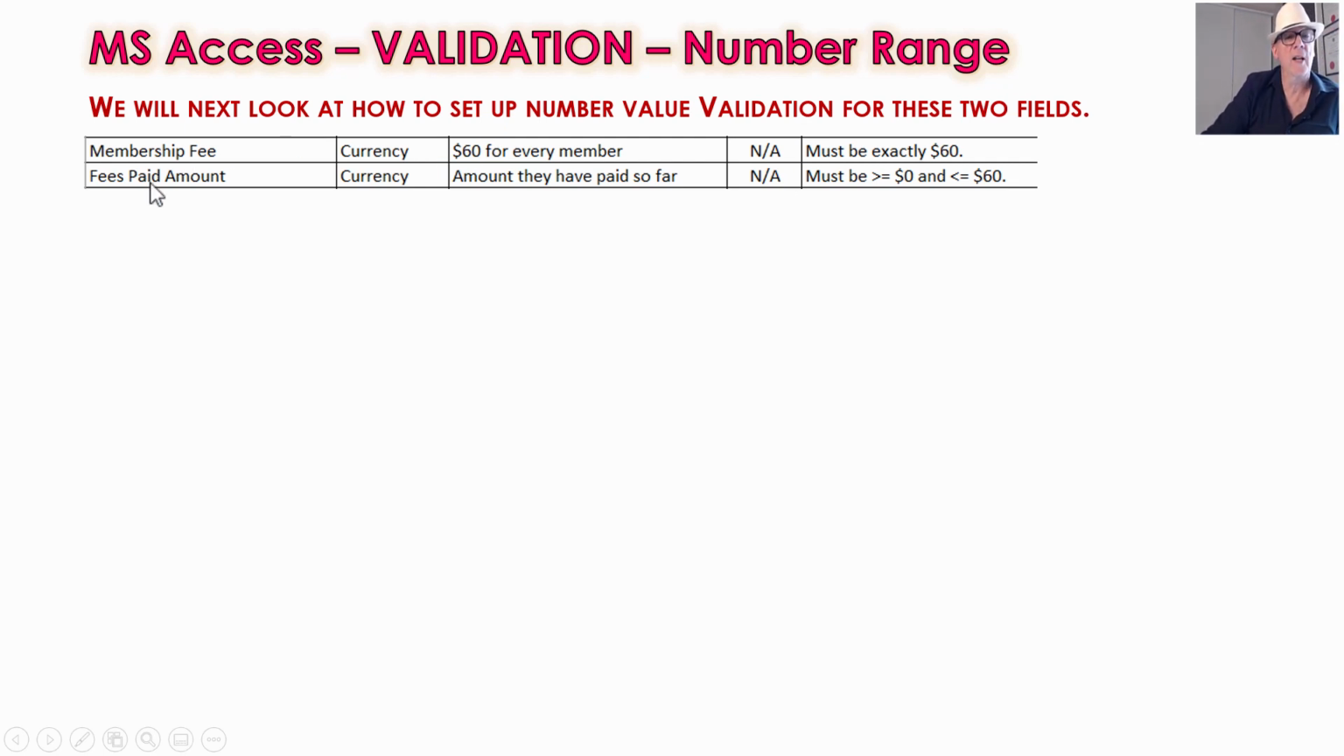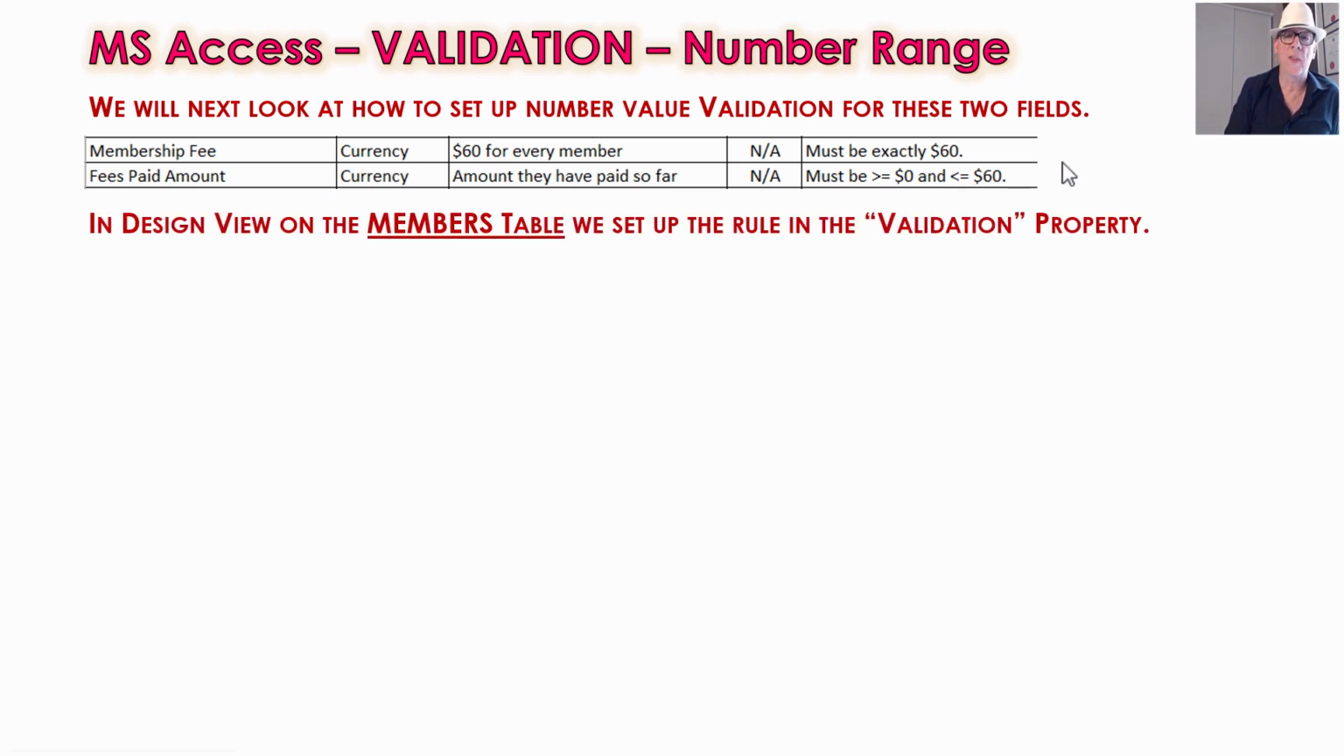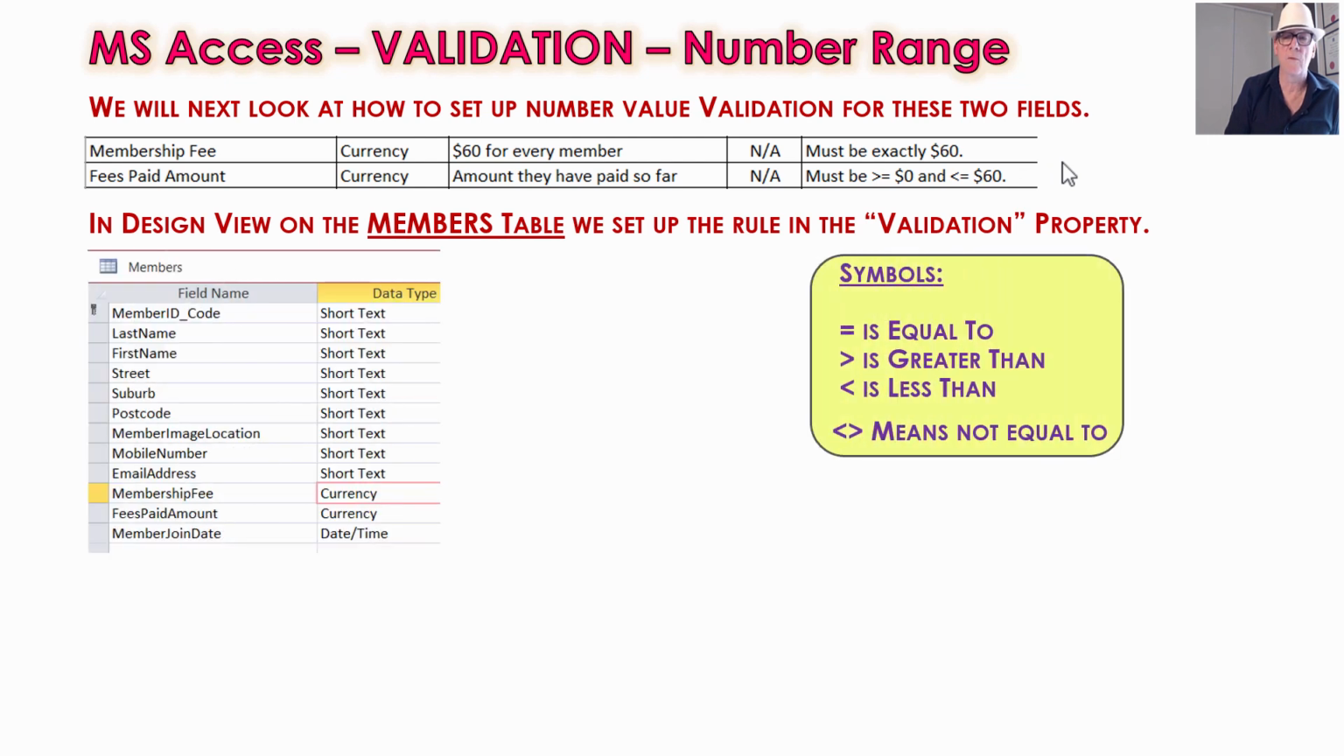the membership fee must be exactly $60. So it's just got to be equal to 60. Anything else is not valid. And for the amount, they've got to have paid not a negative number, obviously. So it needs to be greater than or equal to 0 and less than or equal to 60. So it's pretty easy to actually put these in to the validation property.